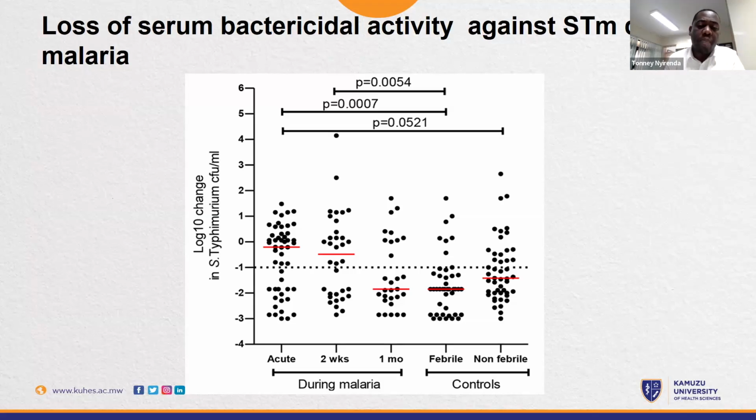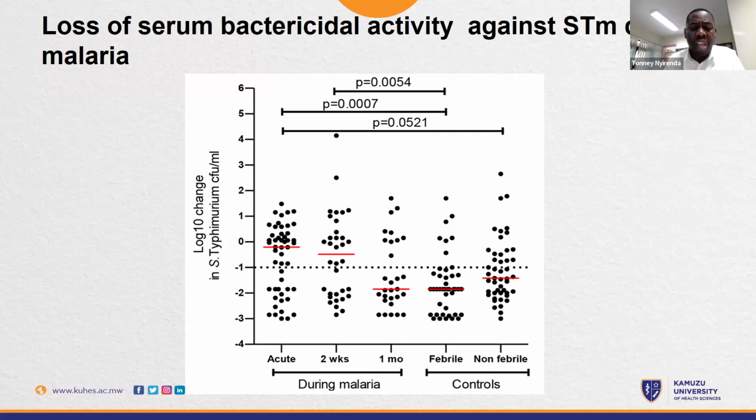So when we did the serum bactericidal activity experiments, this is what we found. On this particular figure, the figure is not flipped. So again, you notice that the negative is down and the positives are up. The cutoff is at a -1 log change in Salmonella typhimurium colony-forming units per mil.